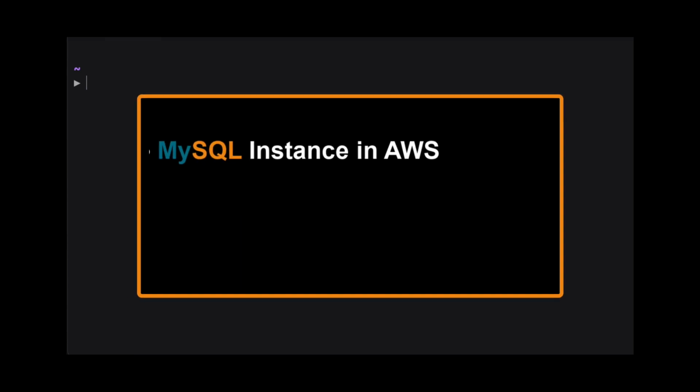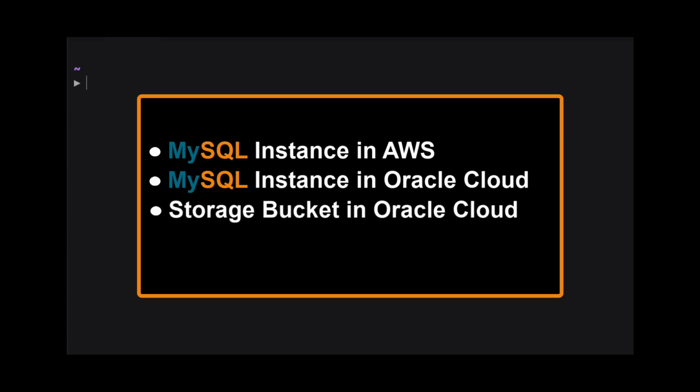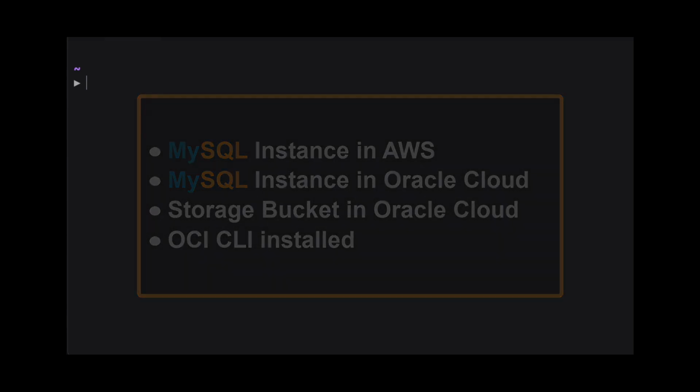There are some things we need before we can run this demo. First, we need an instance of MySQL running in AWS. Then, we need an instance of MySQL HeatWave running in Oracle Cloud. We need to have a storage bucket configured in Oracle Cloud. And finally, we need to have the OCI CLI installed. There'll be a link in the description on how to do that.